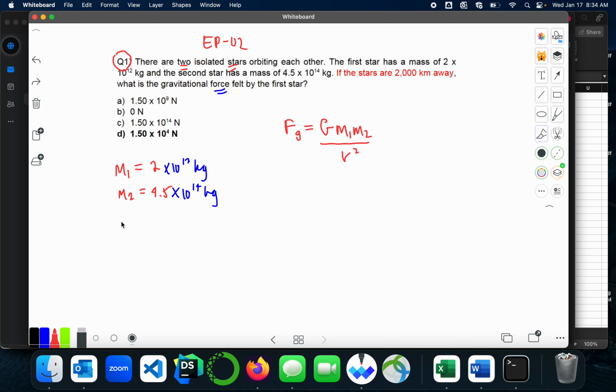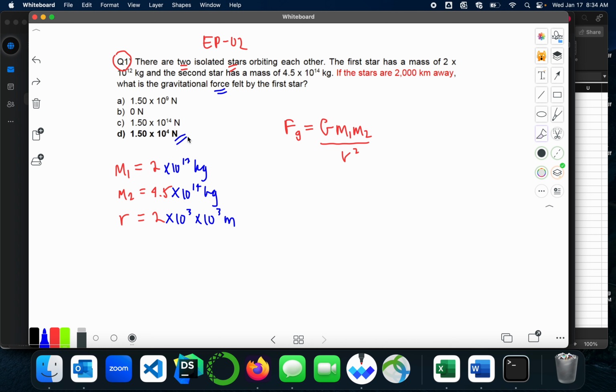We've got to write down R. R is equal to 2,000 kilometers. Okay, so I'm going to say 2 times 10 to the 3, because that's the 1,000. And I'm going to get rid of the kilometers right now. I'm going to say times 10 to the 3 meters, right?